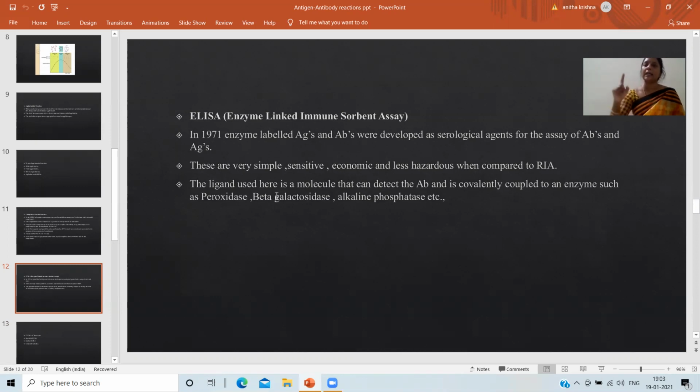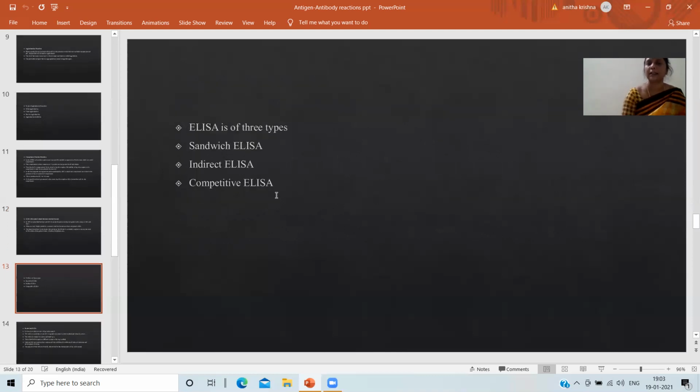The secondary antibody is used to link the enzyme. Hence, the name enzyme-linked immunosorbent assay. And generally, these enzymes would be your peroxidase, your beta galactosidase, your alkaline phosphatase. These are the enzymes which are generally linked and which carry on the reaction. And these enzymes are catalyzed by colored substrates, and they show the result in the formation of color change. So that is about the introduction part of your ELISA. And when you come to talk about the different types of ELISA, you have three different types of ELISA: sandwich ELISA, indirect ELISA, and competitive ELISA.